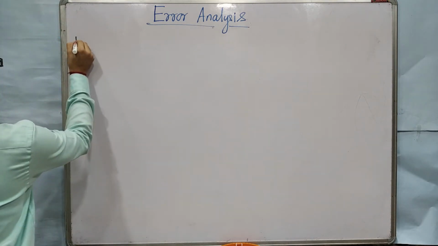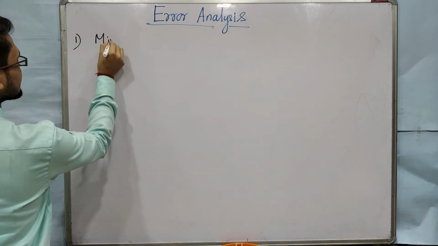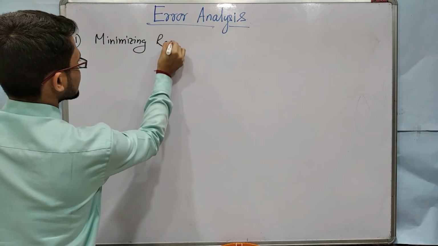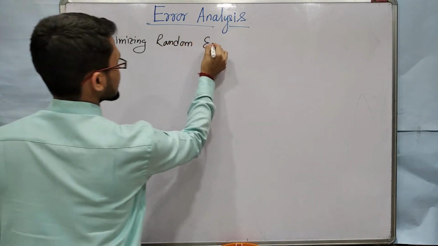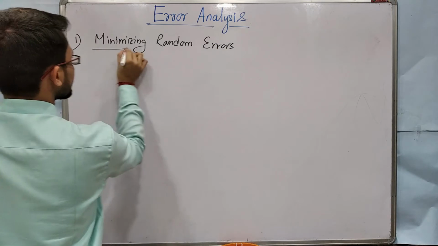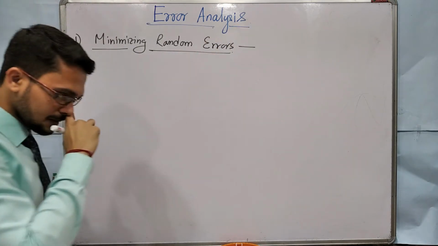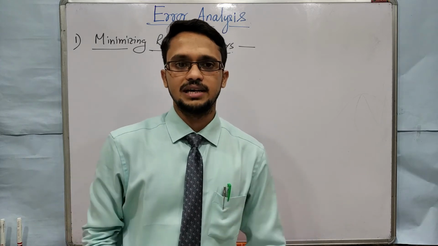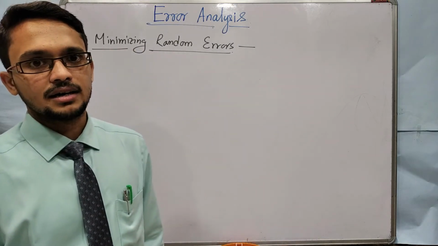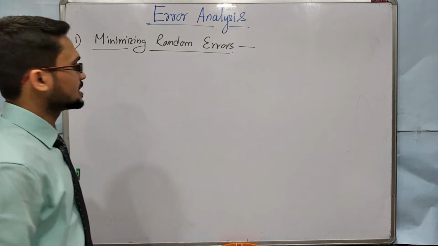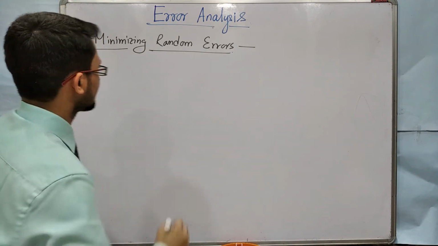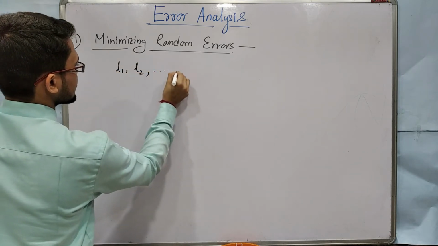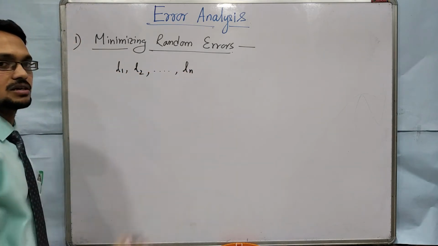So our first point is minimizing random errors. How to minimize? Suppose you are doing an experiment, and you are measuring the length of a rod using some scale, and you have taken a few readings, L1, L2, in this way up to Ln. So there are n number of readings.